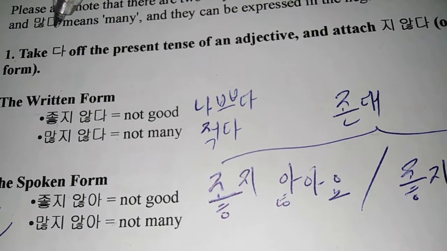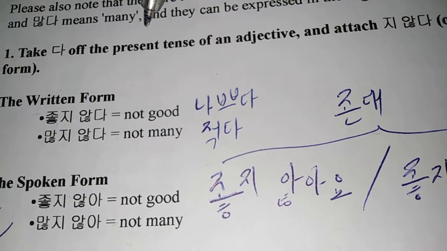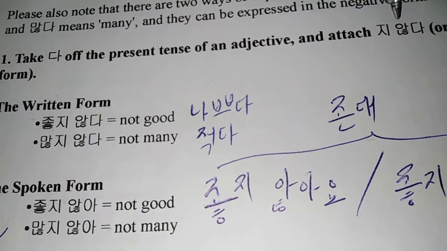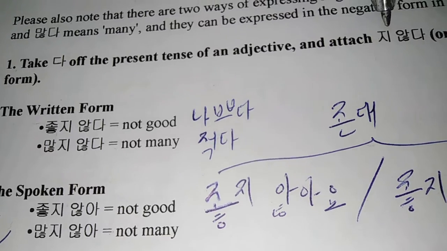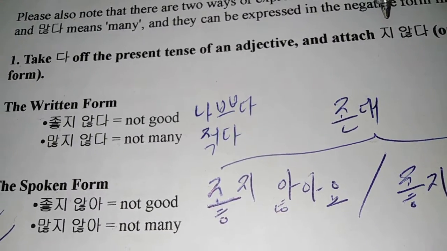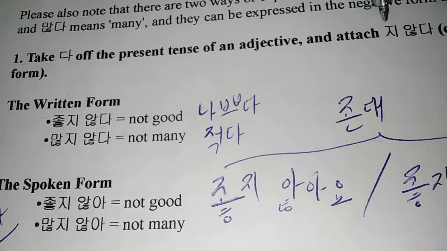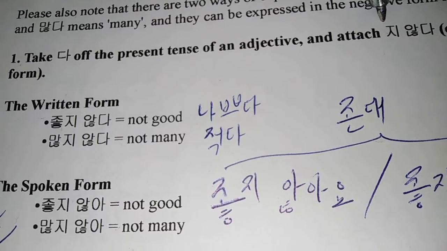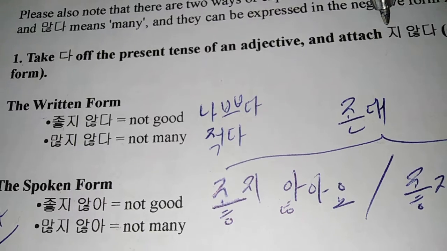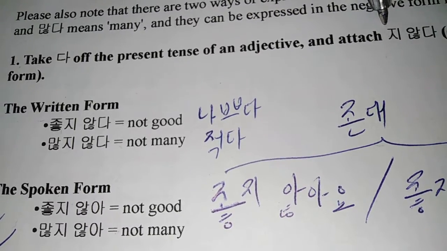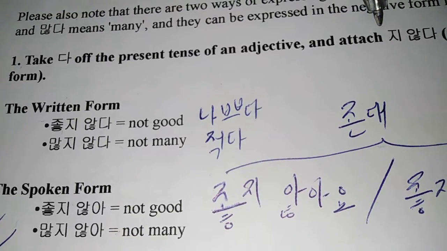But anyways, coming back to our purpose, take the da off the end of the adjective and add ji anta. That is, in written Korean, it would be jianta, and in spoken Korean, it would be jiana. And that is when you're talking about 반말, that is informal speech. So it's not just about written and spoken Korean and past and present tense. We also have formal and informal speech, as I have told you time and time again.